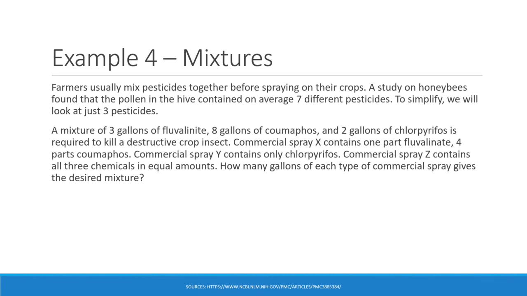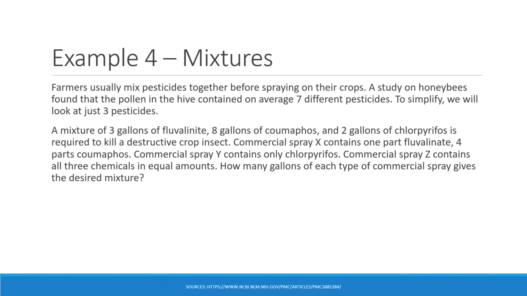There was an article about mixing pesticides together, so I thought that was interesting. Farmers usually mix pesticides together before spraying on their crops, and a study on honeybees, the one linked below, found that the pollen in a hive contained on average 7 different pesticides. So they're doing a lot of different mixtures in their crops. They're not just doing 1 or 2 pesticides. Obviously, we're not going to use 7 because that would be 7 different variables, and that would be a mess. So we're just going to look at 3 variables, just 3 pesticides.